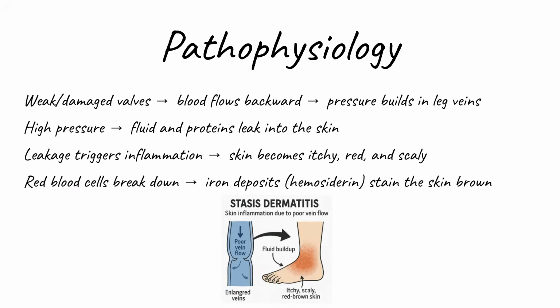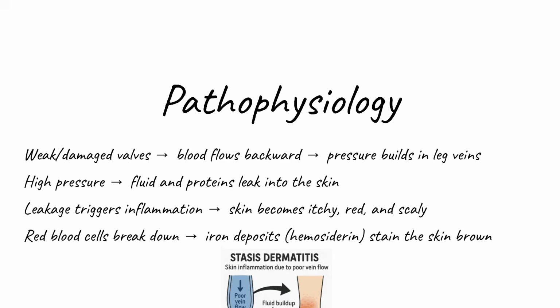Pathophysiology of stasis dermatitis. The condition develops because weak or damaged valves allow blood to flow backward, increasing pressure inside the leg veins. This high pressure pushes fluid and proteins into the skin. The leakage triggers inflammation, causing itchiness, redness, and scaling. As red blood cells break down, iron deposits known as hemosiderin stain the skin a brown color.